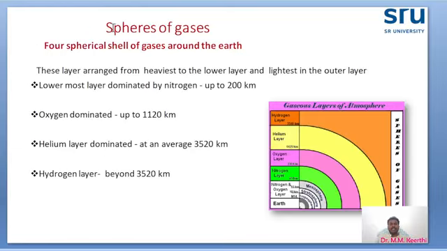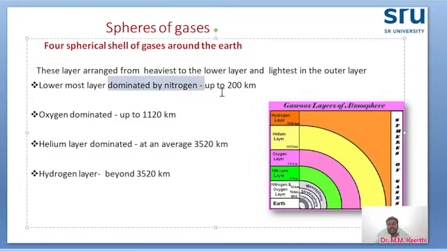Based on these spheres of gases, there are four spherical shells of gases around the Earth's surface. The lowermost layer is dominated by nitrogen up to 200 kilometers. Oxygen is dominant up to 1120 kilometers. At an average of 3520 kilometers, the helium gas is present. Beyond 3520 kilometers, the hydrogen gas is there.